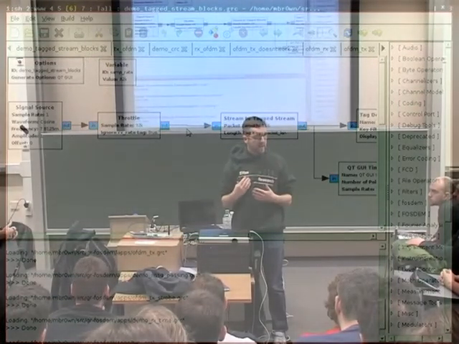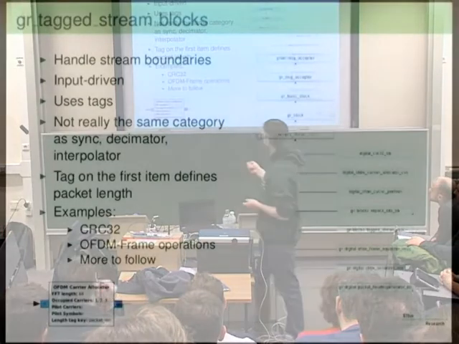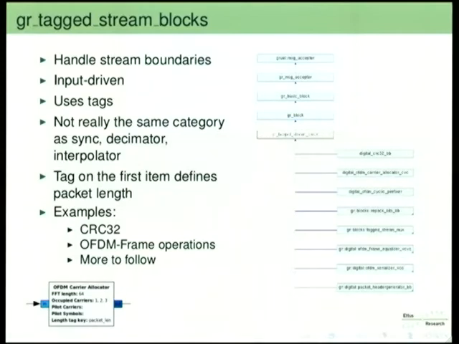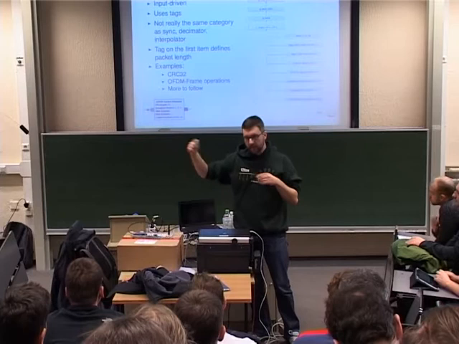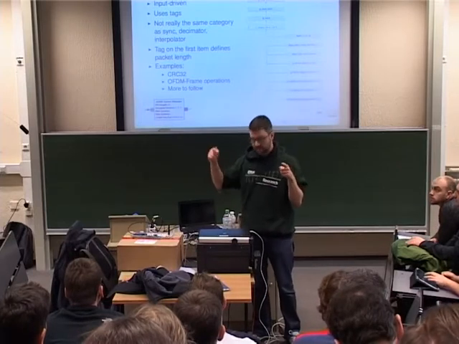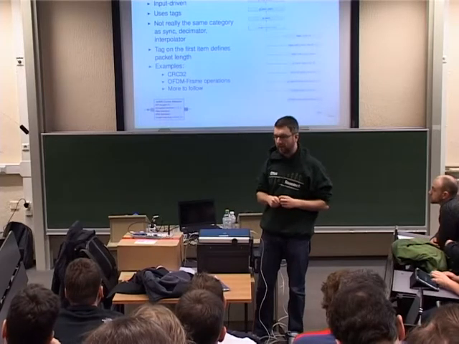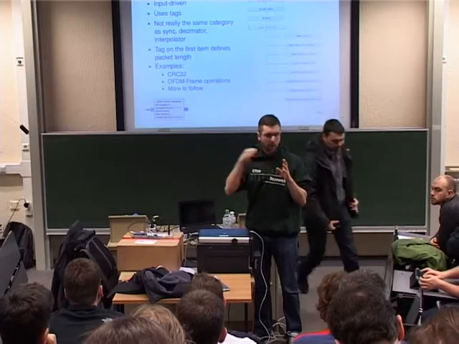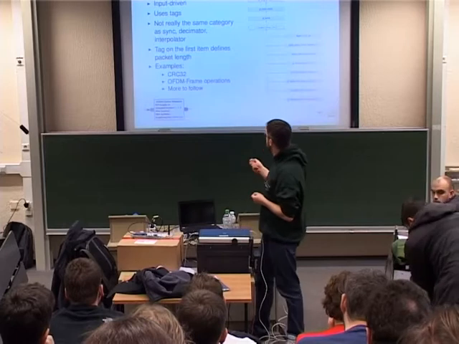But when we're handling packets, this can be a bit awkward, so we introduce this concept of tagged stream blocks. These are blocks that operate exactly like other blocks, but they understand the concept of a packet boundary. So we have a set number of items that go into this block, and the block knows that this is the first and this is the last item. Imagine a filter: you can't filter continuously because you'd have overlap between packets, and this is something we got rid of with this concept.